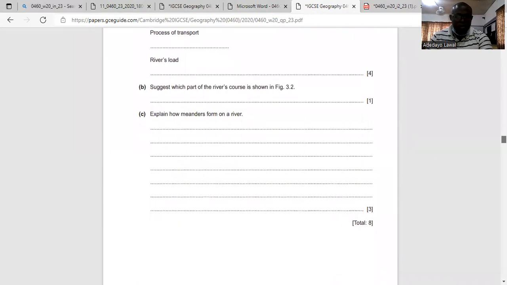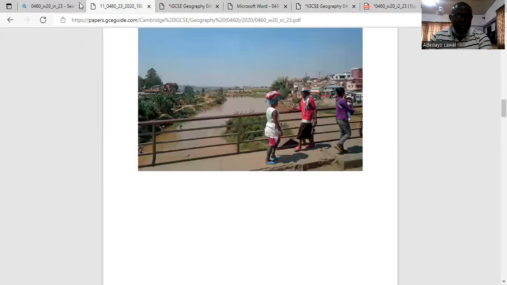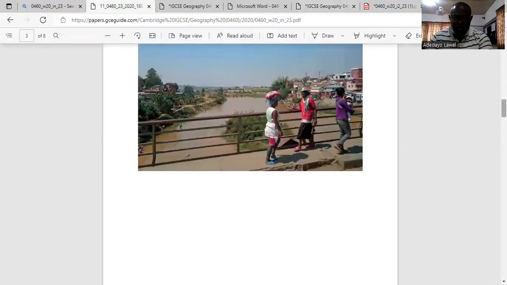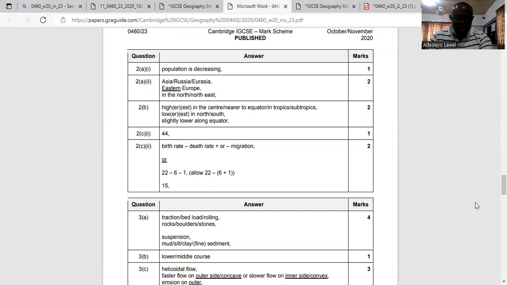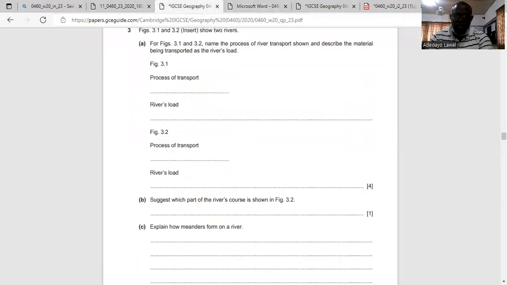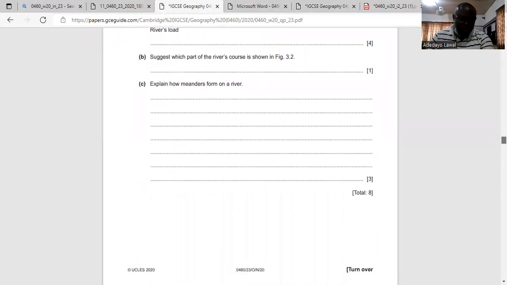Suggest which part of the river course is shown in figure 3.2. Is it upper, is it middle, is it lower? That's what the question is. I think this one here should be lower stage. It should be lower or middle stage, because as you can see, it's already having some deposits. So I think it's lower stage. I go for lower stage. See, they're even allowing you to pick either lower or middle as your answer, because the two of them have the same tendencies.